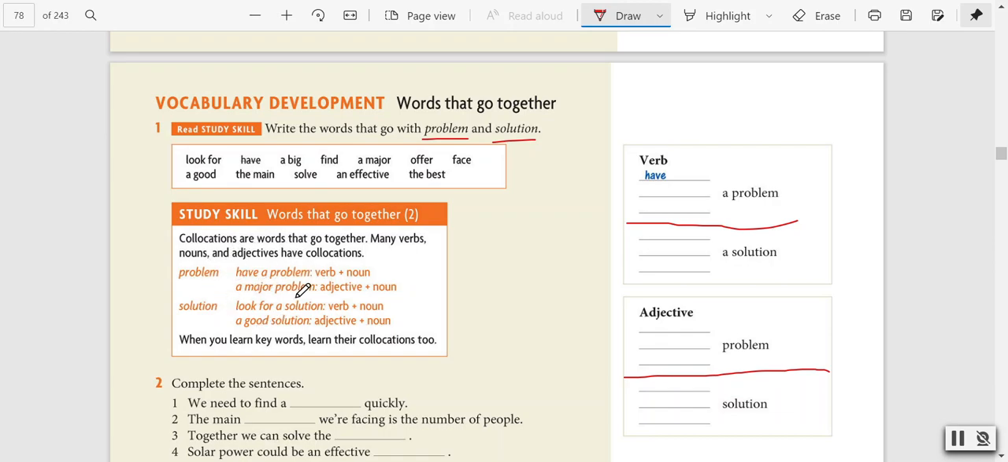And let's read the study skill box before doing this. Words that go together. Collocations are words that go together. Many verbs, nouns, and adjectives have collocations. Okay, we have a noun and we have an adjective, we have a verb, collocations. In here we have problem and solution. Okay, in here we are only focusing on adjective and noun for problem and solution.